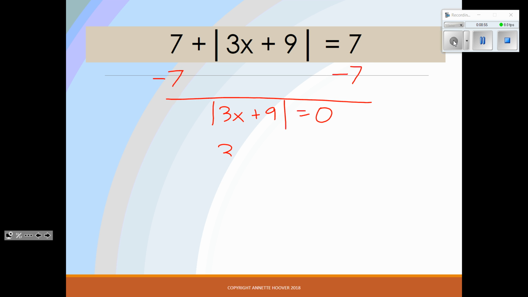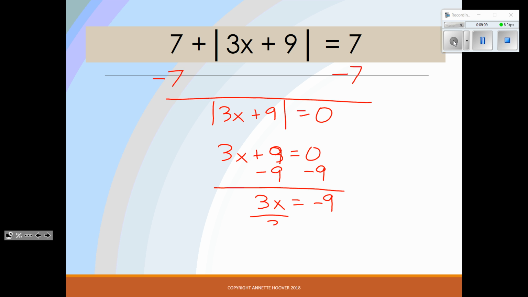So your equation is 3x plus 9 is equal to 0. We subtract 9 on both sides. You have 3x is equal to negative 9. Divide by 3, and we think that x is equal to negative 3. Let's plug that back in and see if it checks. 3 times negative 3 is a negative 9, and a negative 9 plus 9 is 0. So the absolute value of 0 is 0. So 7 is equal to 7. It does check.